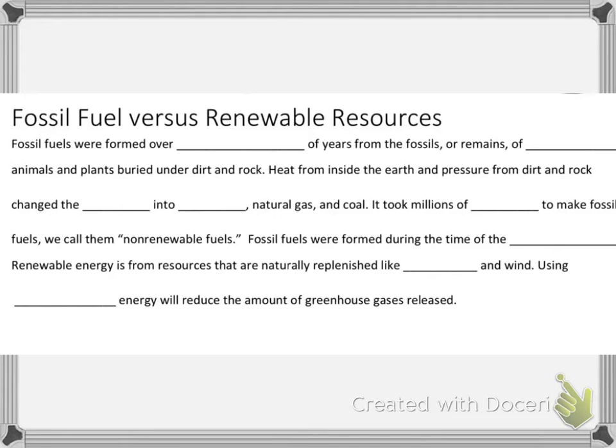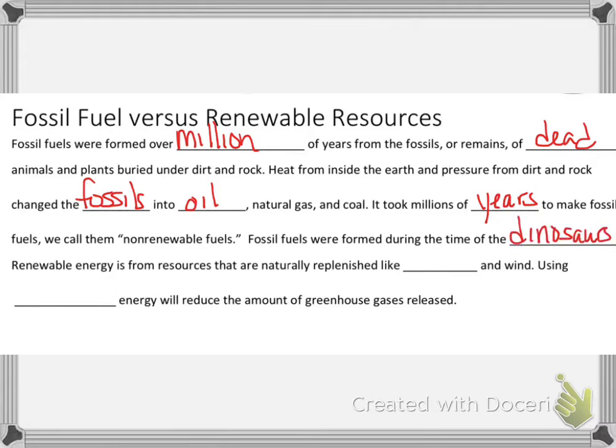Fossil fuel versus renewable resources. Fossil fuels were formed over millions of years from fossils, or the remains of dead animals and plants buried under dirt and rock. Heat from inside the earth and pressure from the dirt and rock changed the fossils into oil, natural gas, and coal. It took millions of years to make fossil fuels, and we call them non-renewable resources because we're not going to be around in a million more years, so we'll not see more made in our lifetime. Fossil fuels were formed during the time of the dinosaurs.